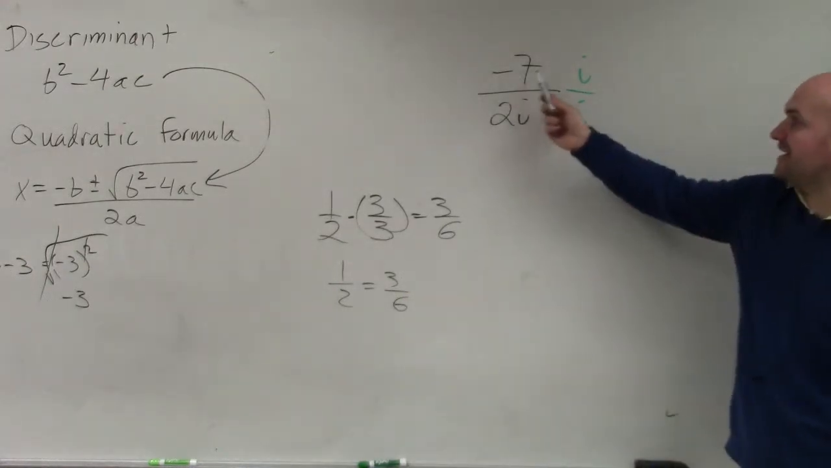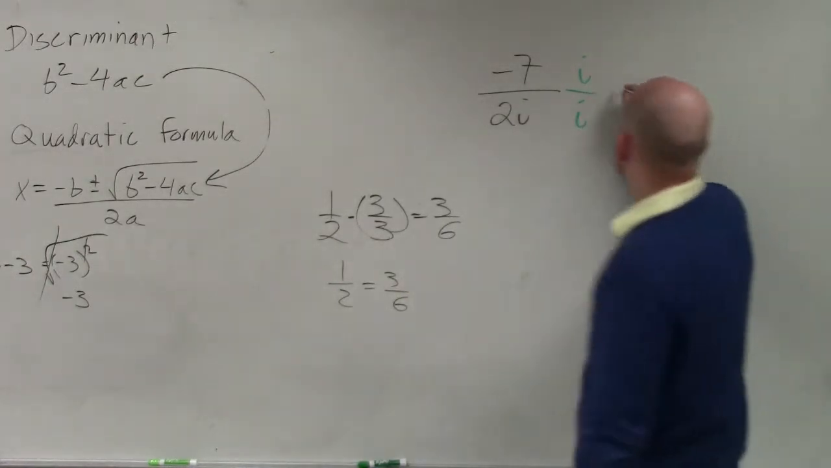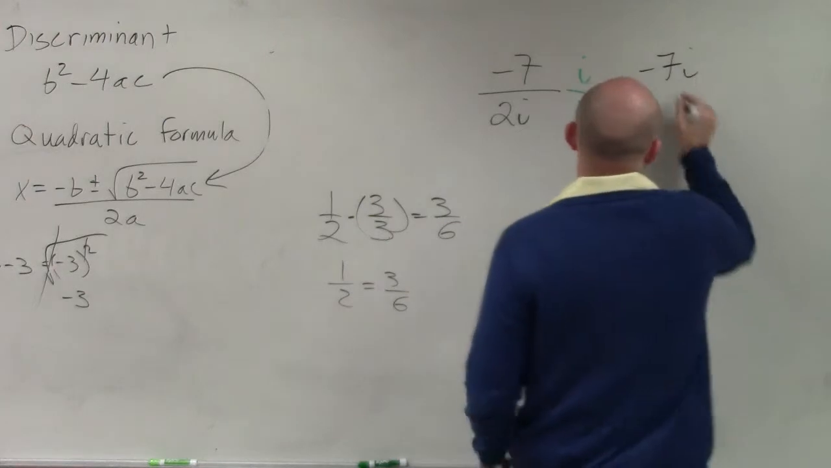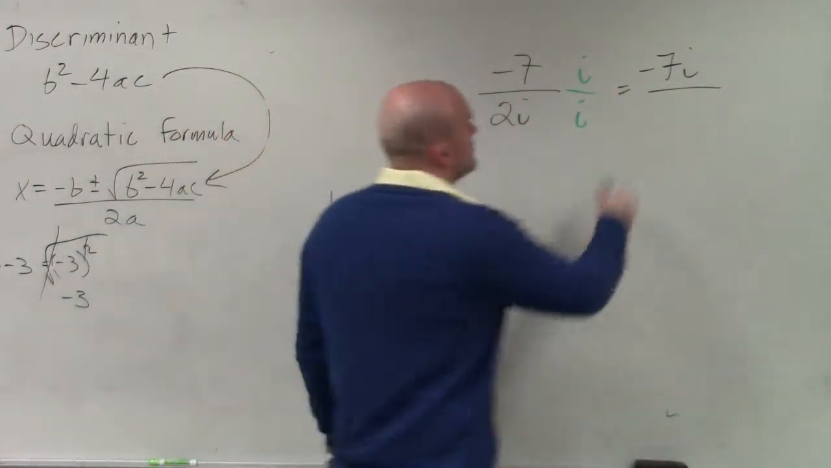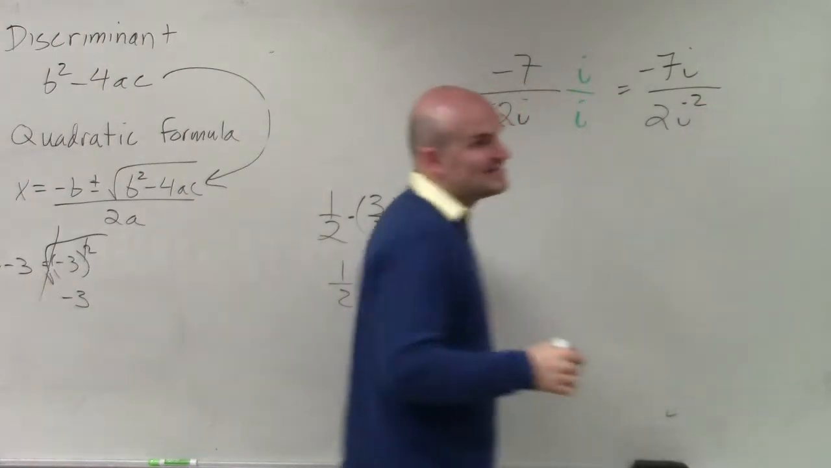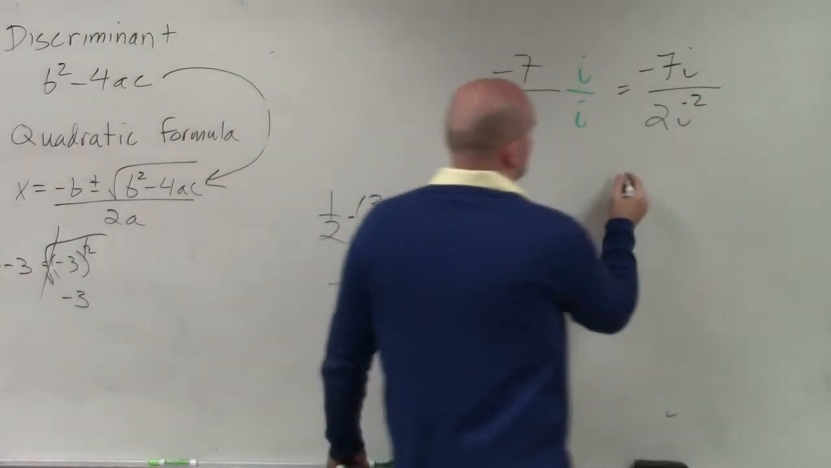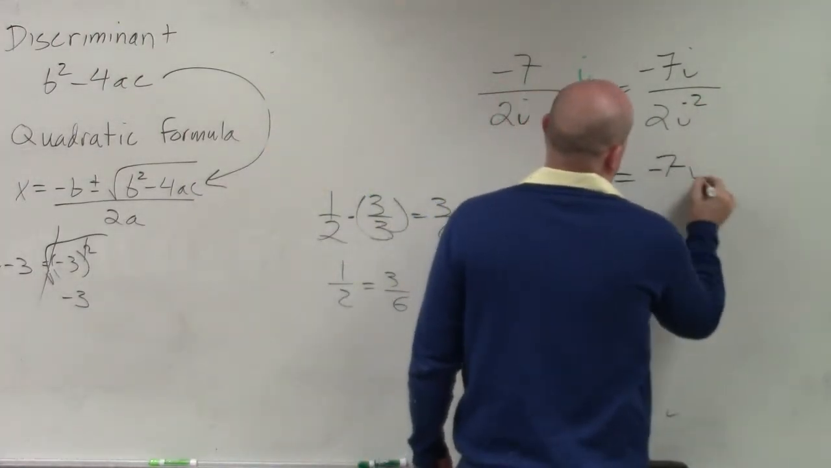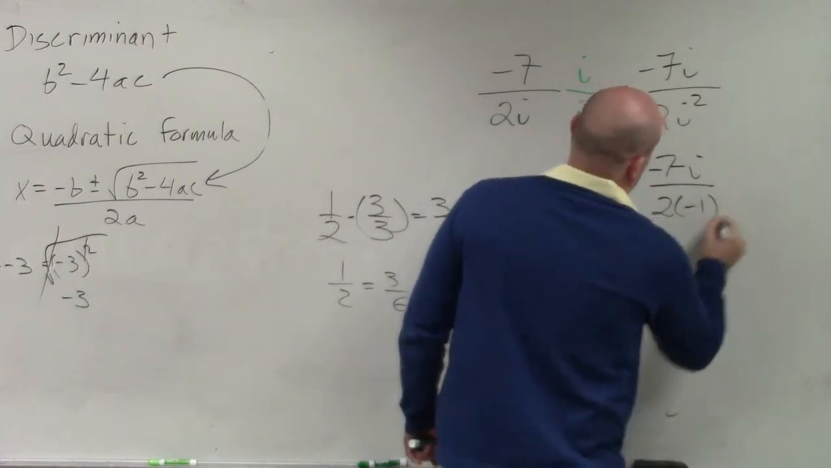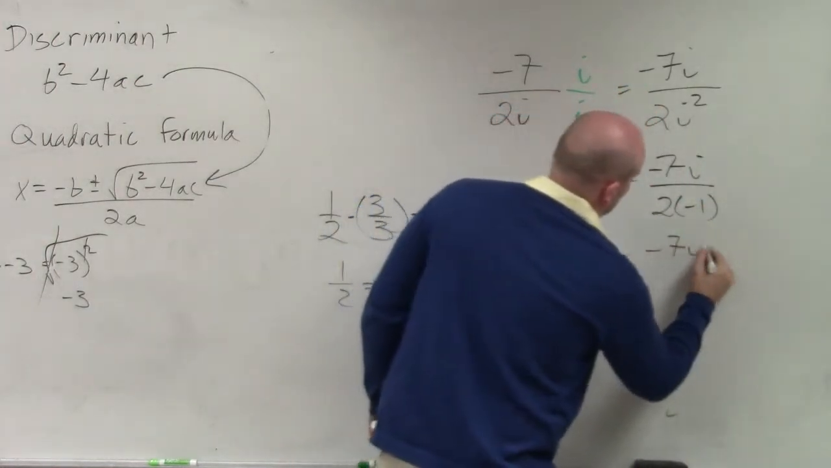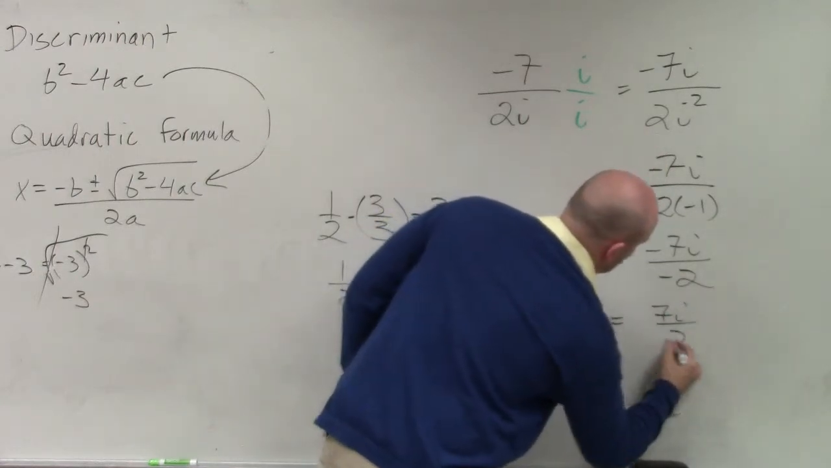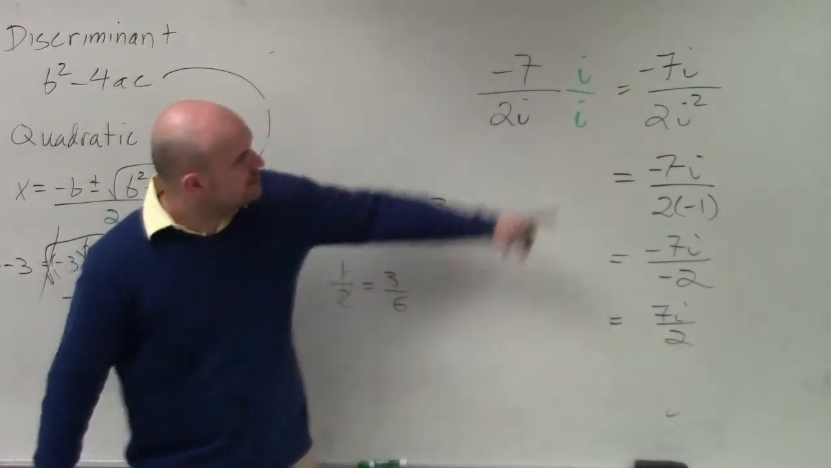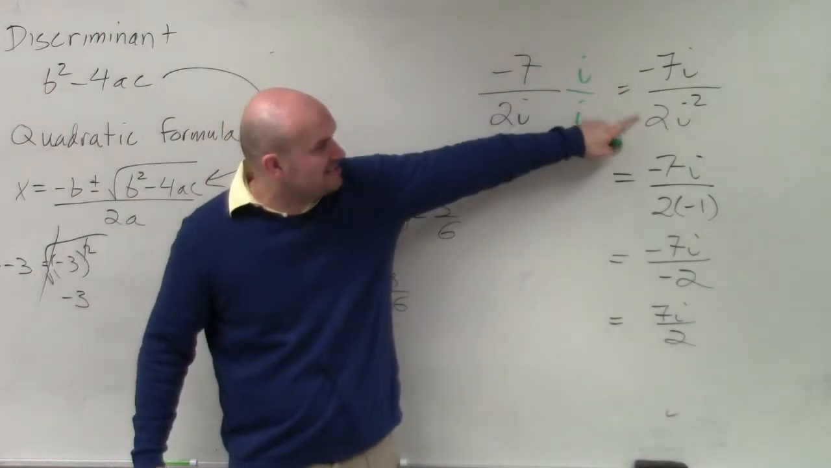So let's see what happens. -7 times i is -7i. Then 2i times i is 2i squared. And what does i squared represent? -1. So you have -7i divided by 2i squared.